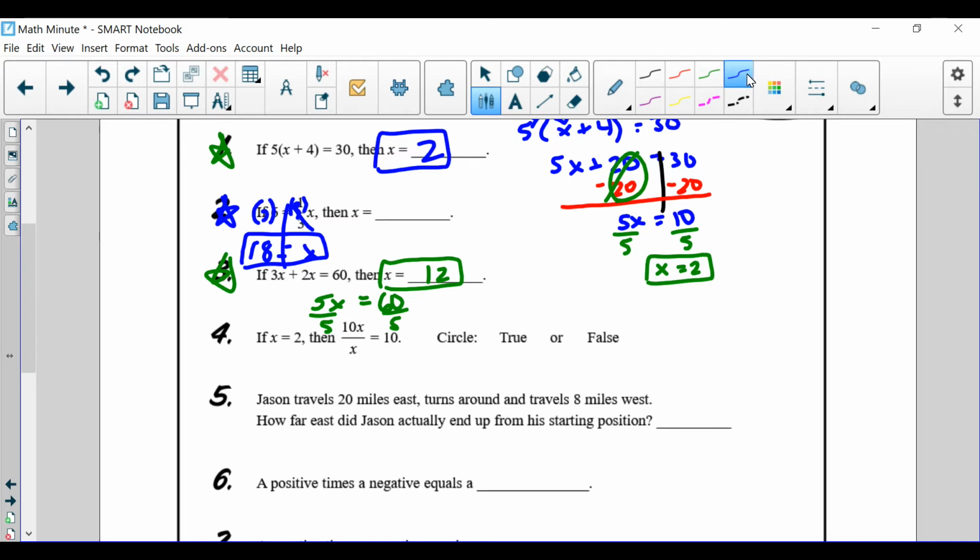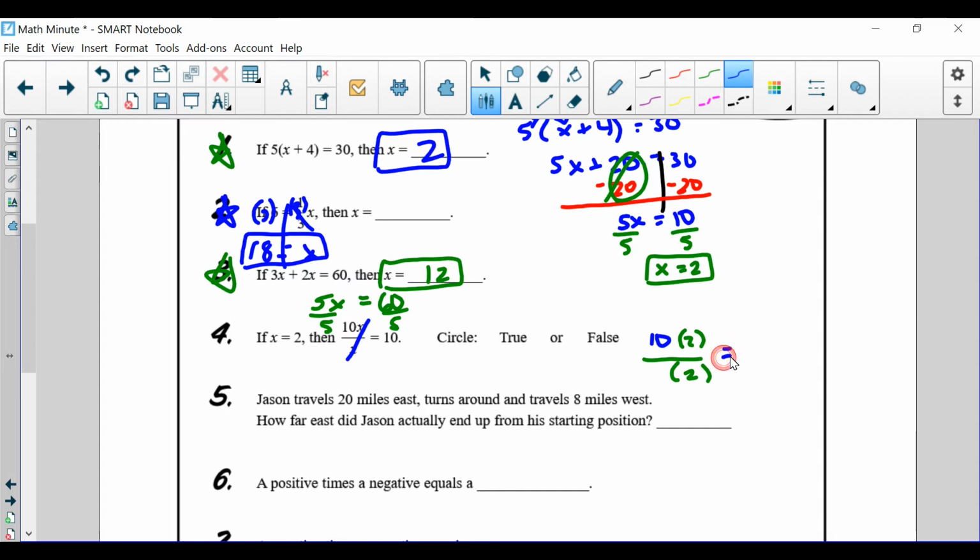Alright, let's continue. It says if x is equal to 2, 10x divided by x is equal to 10. Is that true? Now there's a number of ways of doing this. You can actually go ahead and substitute that 2 for the x's, where you see that x, you substitute the 2. Or you can notice, well, because there's an x divided by an x, and it's on not only the top, but it's on the bottom, the numerator and denominator, they can divide and actually equal to 1.